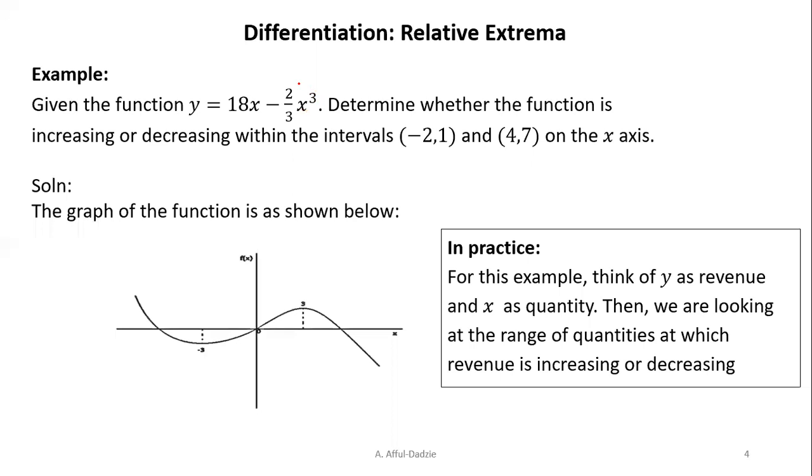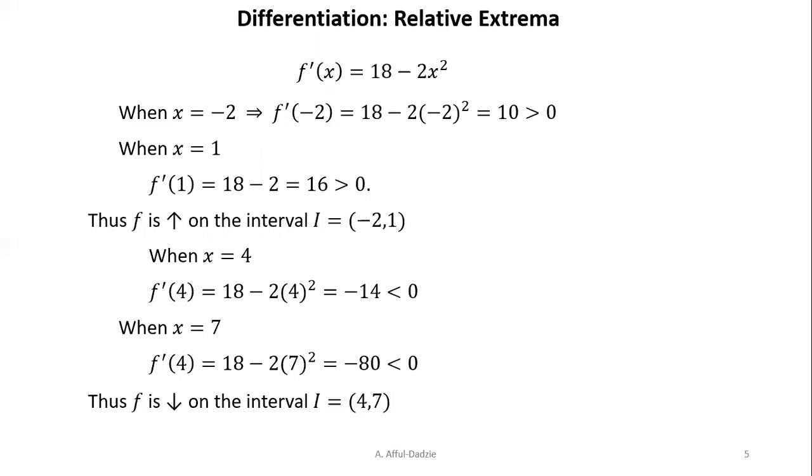So if you bring the 3 here, to multiply by 3 over 2, this 3 will cancel and you're going to have 2x squared, and 18x becomes 18. All right, so you have this expression here.